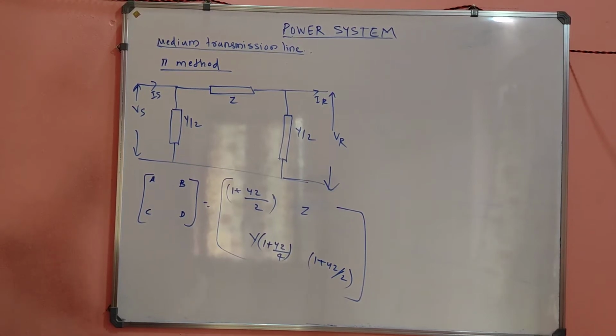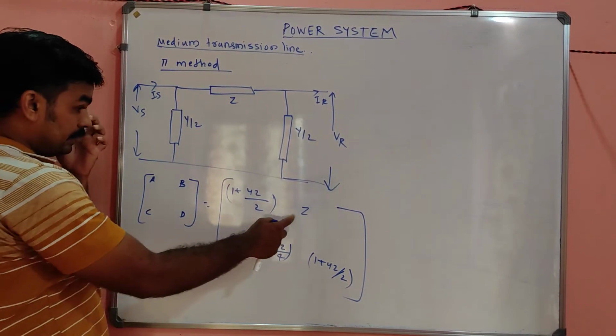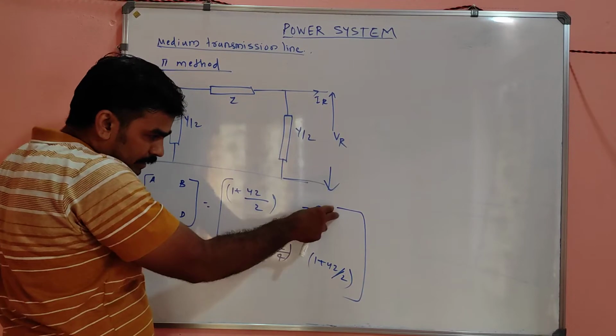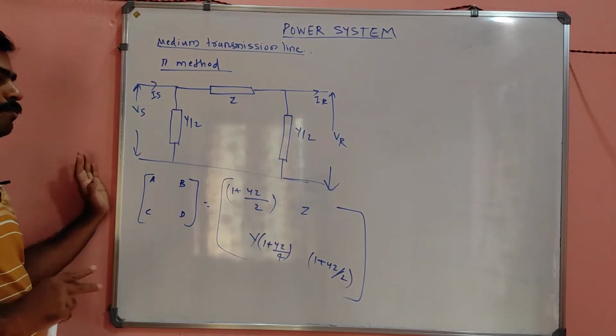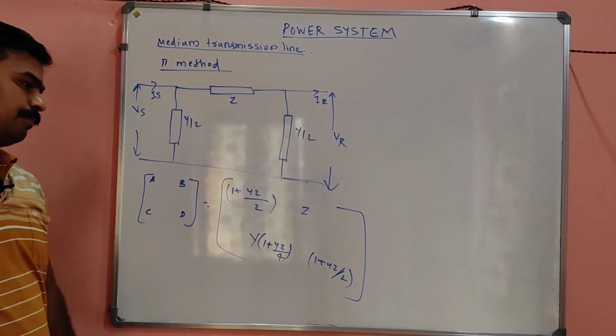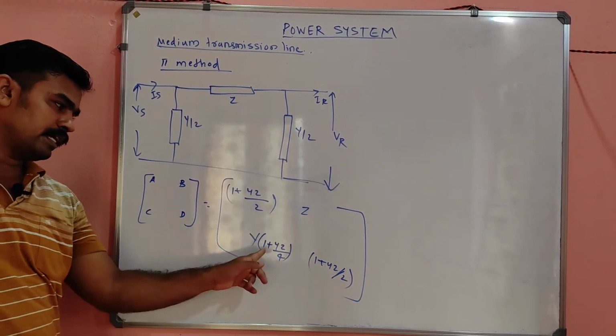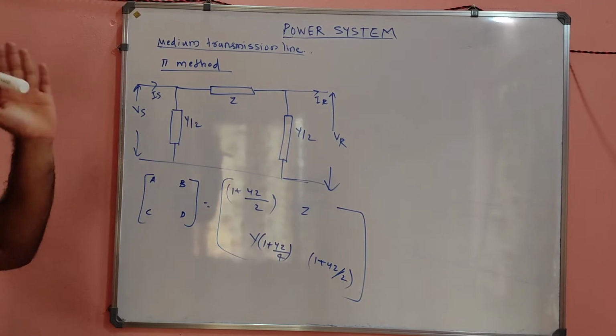Am I correct? Z into 1 plus yz by 4 is b, and c is equal to y. So z into 1 plus yz by 4, correct? That yz by 4 just comes here, that's all. That is the way you can remember. And z and y, there is no change at all. That z into 1 plus yz by 4 comes with this z. So that way you can remember, my dear.